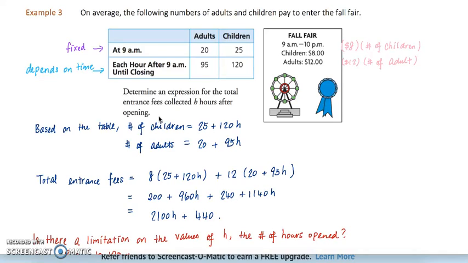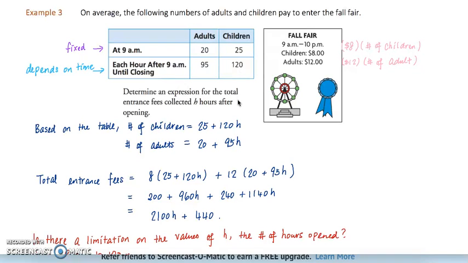So what we need to know then is the number of people who enter the fall fair at different times. At 9 a.m., you can expect 20 adults and 25 children, and this is fixed for that particular hour. But in each hour after 9 a.m. until closing, you will expect 95 adults every hour and 120 children every hour. So that depends on time.